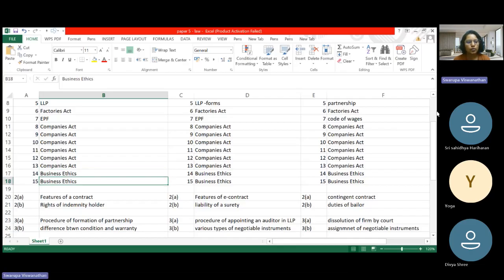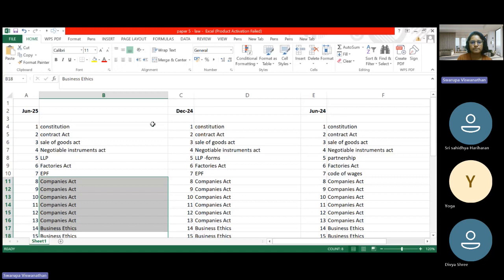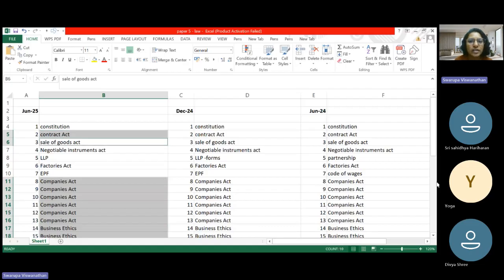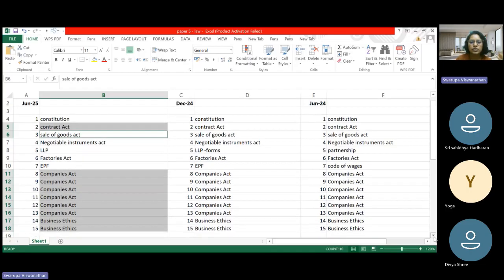So if you study Companies Act, Business Ethics, Contract Act and Sale of Goods Act, only four topics, you can still score somewhere around 20 marks out of 30. In law, the portions to be covered are vast, with so many acts to be studied, but it is a scoring paper. This paper will help us to score the aggregate. It is easy to get around 60 marks in law paper.